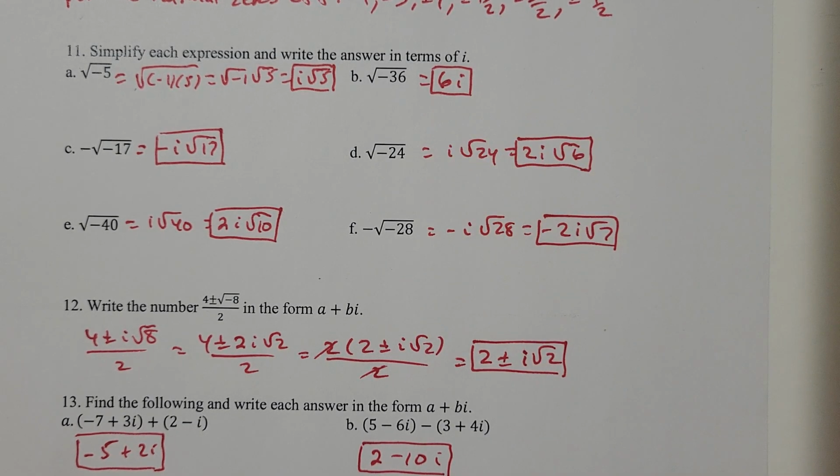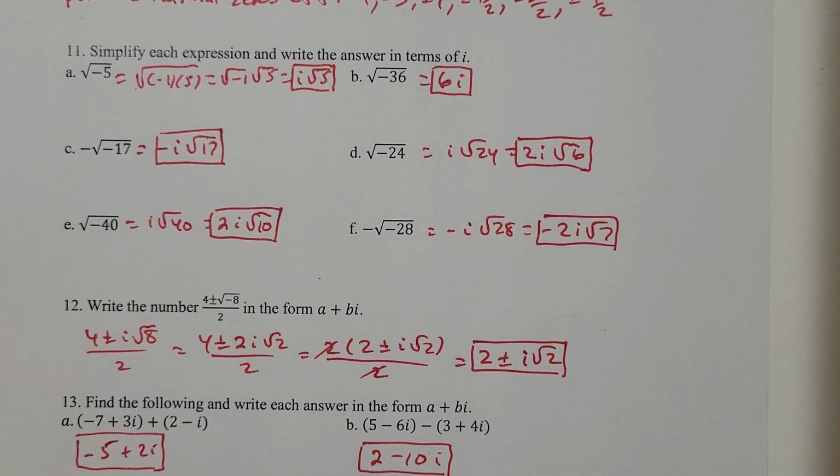The square root of -36. Well, -36 is the same thing as -1 times 36. And the square root of 36 is 6. The square root of -1 is i. So 6i would be my answer there.